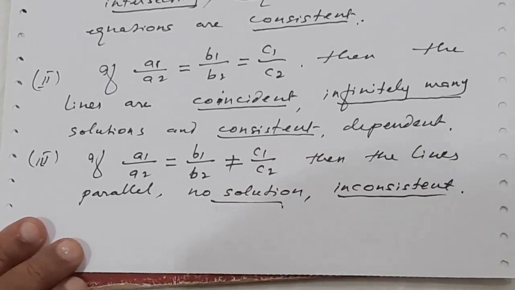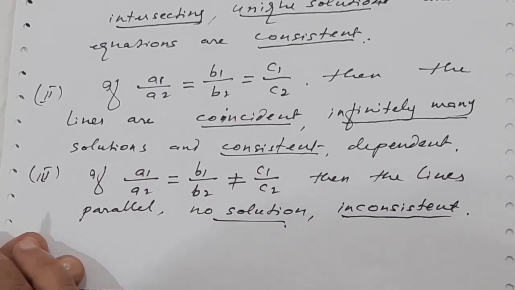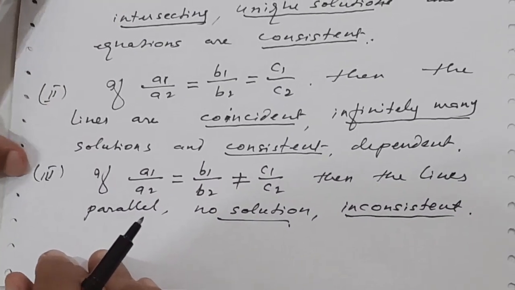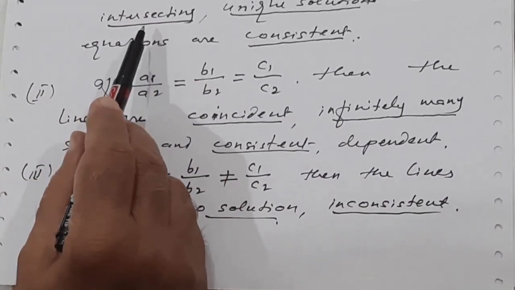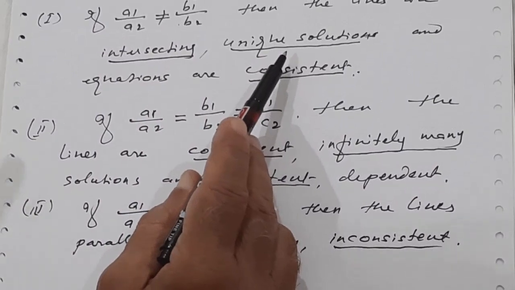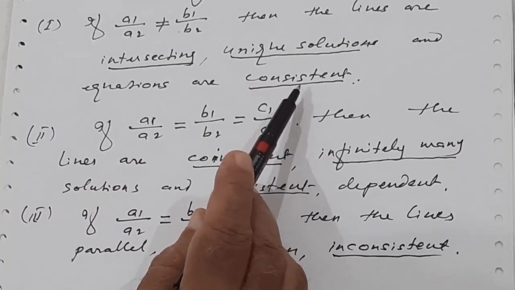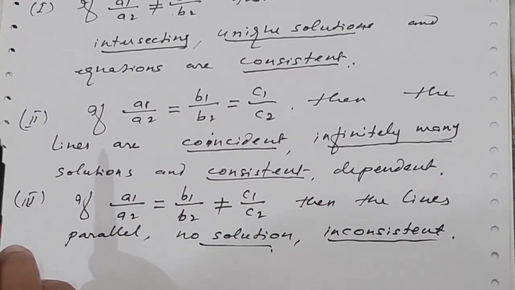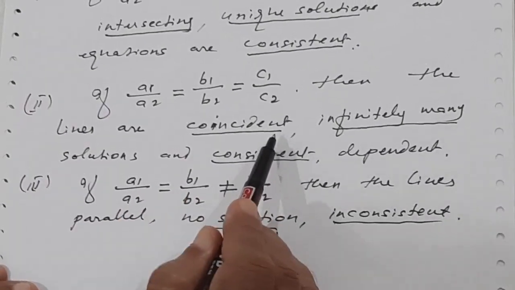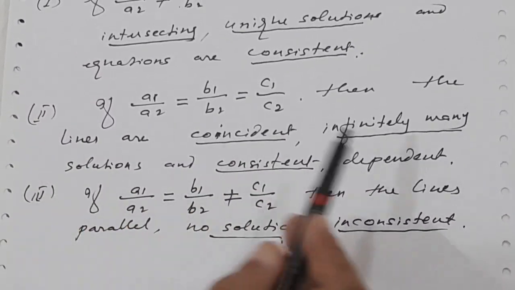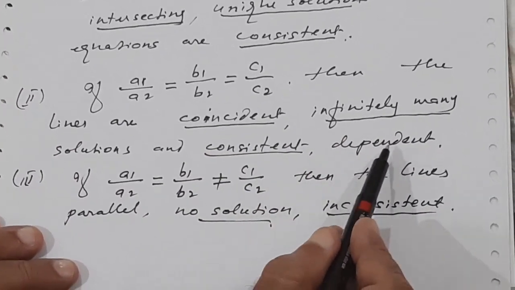Now in the next video, and coming in this video only, I am going to show you with the help of examples. So let us recall. If the first two ratios are not equal, this is very important, then the lines will be intersecting. They will have one and only one solution, that is a unique solution, and the equations will be consistent. And if all the three ratios are equal, then both the lines will be a single line, that is, coincident. They are coinciding with each other. Infinitely many solutions, and the equations are consistent and dependent.